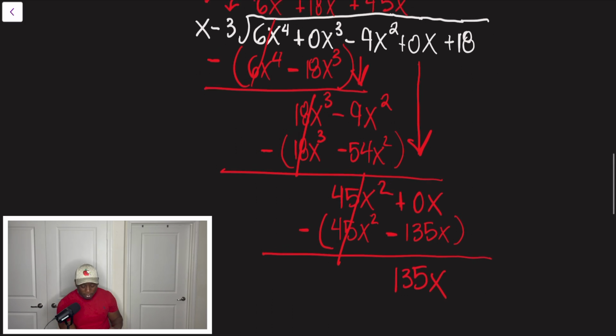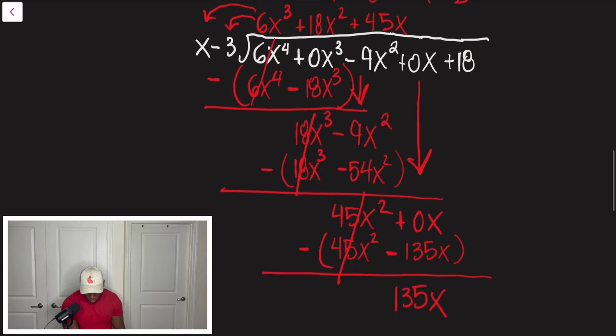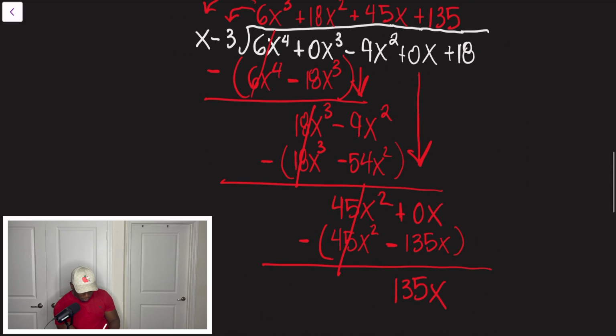Now, when we go back to start the process over, 135x divided by x will give us positive 135. And once I multiply that back, we're going to get 135x minus, and let's just make sure we get this part right, minus 405.